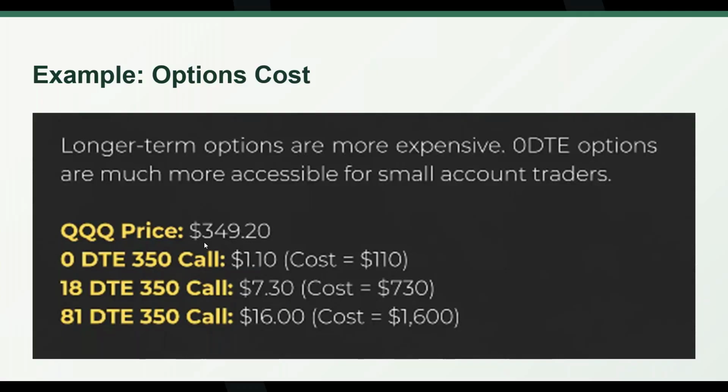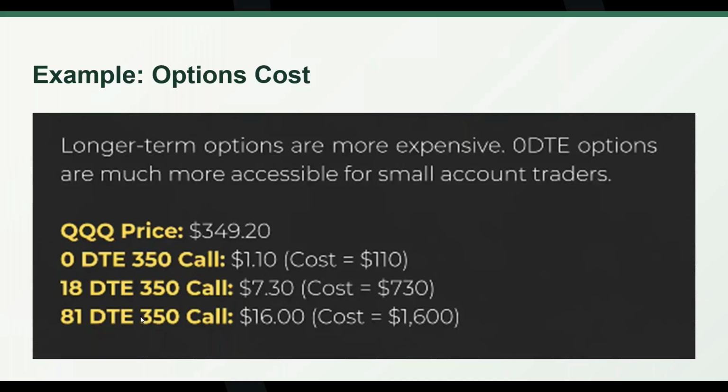So the Qs can be at 349.2, and the zero DTE 350 calls are $1.10 or $110 per contract. Whereas if you go to just the 18 days out, 350 calls in this scenario, you're going to pay $730, so 7 times as much for contracts that are 18 days out. So you can see why you might want to use the zero DTE options in this case at $110 instead of 730. Of course, it gets worse and worse the further out you go.